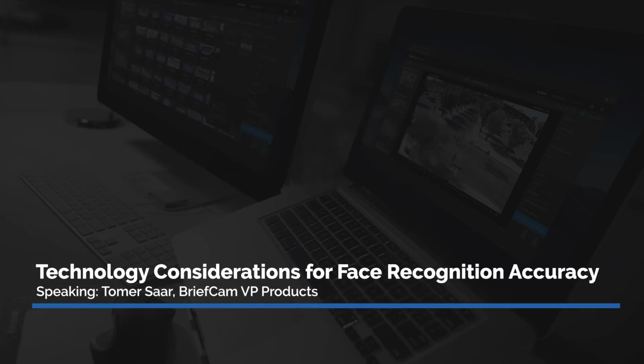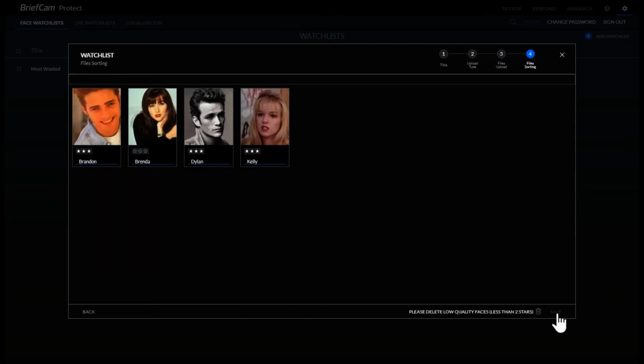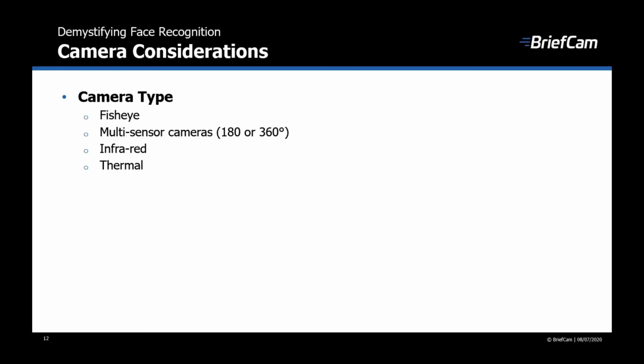Beyond the different types of facial recognition and how we extract the facial vector, there are additional technology considerations for ensuring highly accurate facial recognition. Let's review some of those variables in optimal face recognition. Many camera parameters influence the level of accuracy of your facial recognition deployment. The first one is camera type.